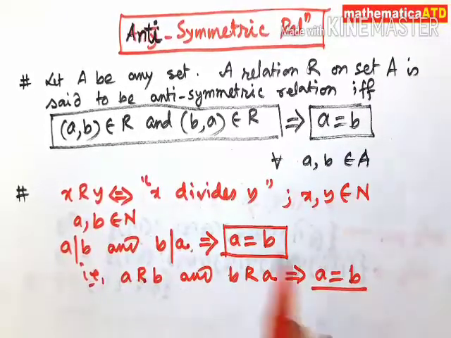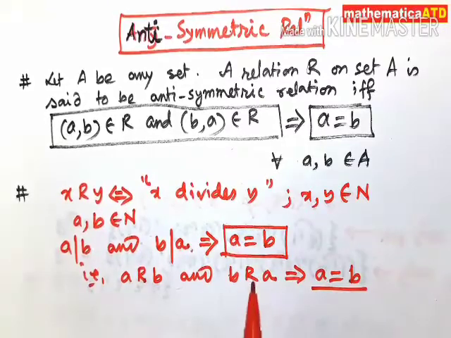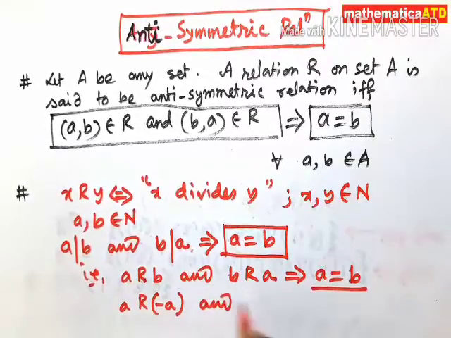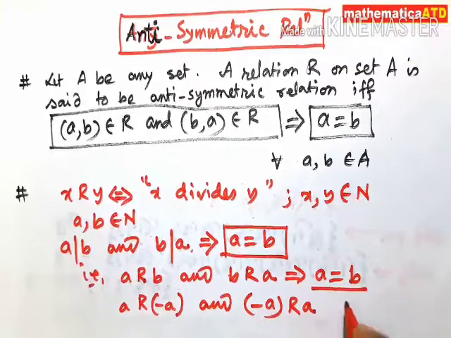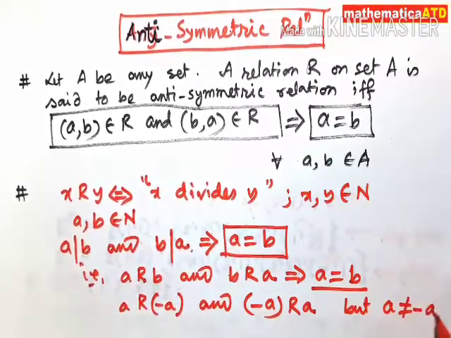It should be noted that this relation is not antisymmetric on the set Z of integers, because we find that for any non-zero integer a, a divides minus a and minus a divides a, but you can't say a is equal to minus a. That is, a is not equal to minus a.